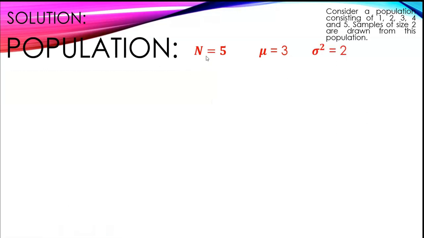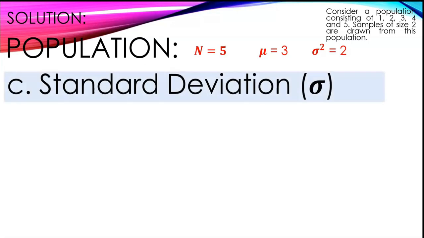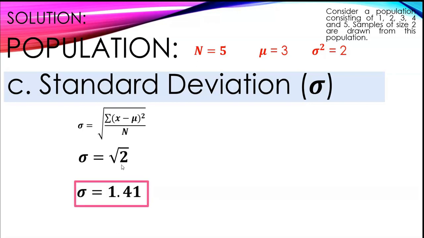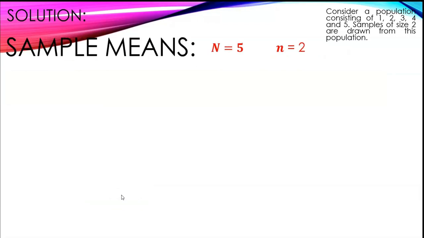Now let's go to the standard deviation. Remember that our population size is 5, the mean is 3, and our population variance is equal to 2. For the standard deviation, we are given the formula square root of the sum of x minus mean squared over n. Basically, we're just taking the square root of our variance. So since our variance is 2, the standard deviation is equal to square root of 2, and it's equal to 1.41.